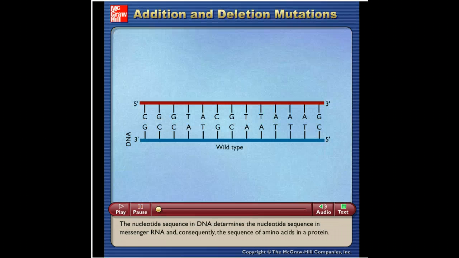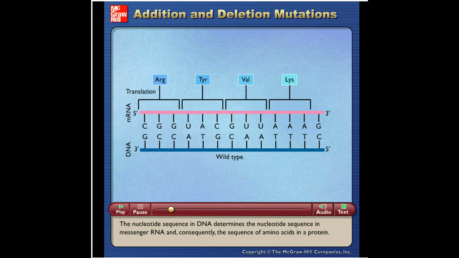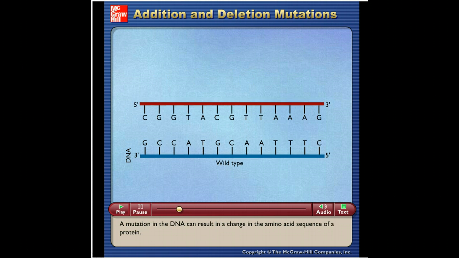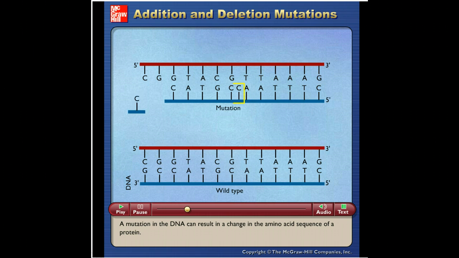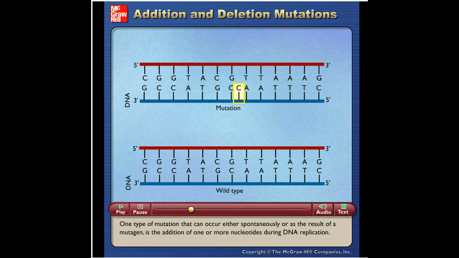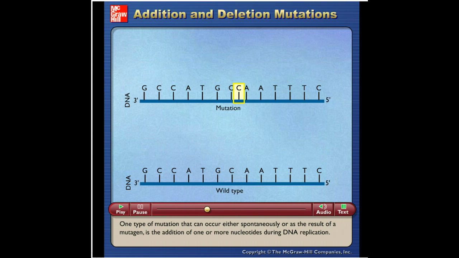Now let's look at an animation showing addition and deletion mutations. The nucleotide sequence in DNA determines the nucleotide sequence in messenger RNA and, consequently, the sequence of amino acids in a protein. A mutation in the DNA can result in a change in the amino acid sequence of a protein. One type of mutation that can occur either spontaneously or as the result of a mutagen is the addition of one or more nucleotides during DNA replication.